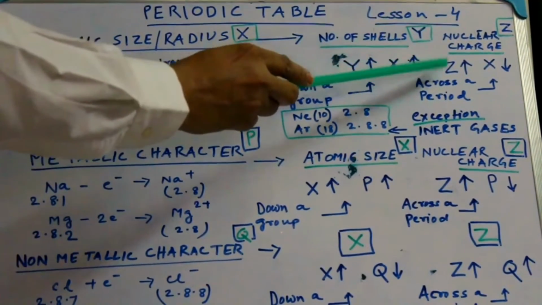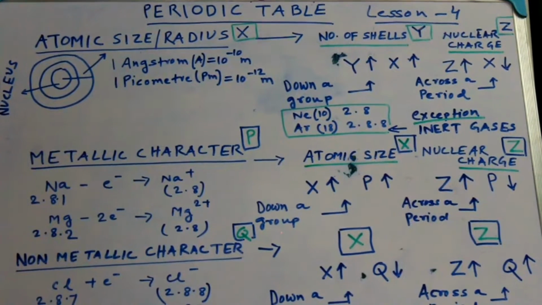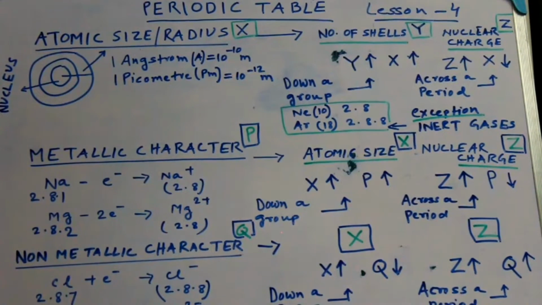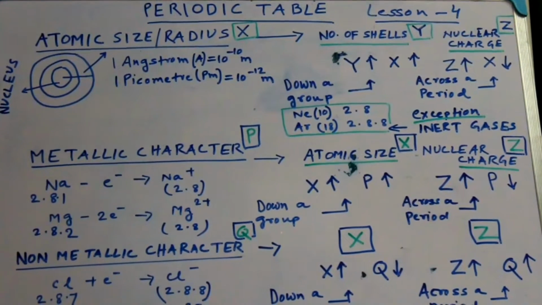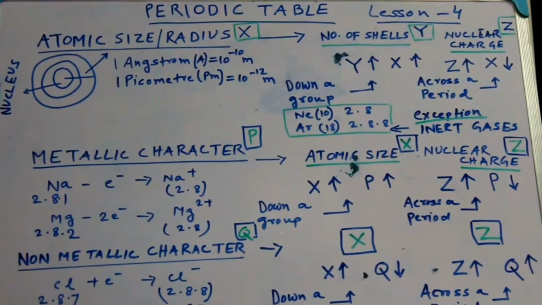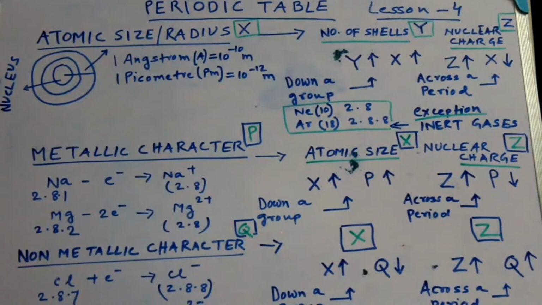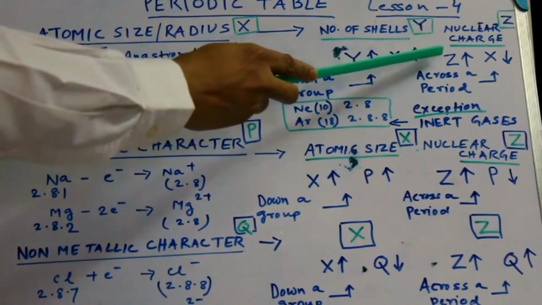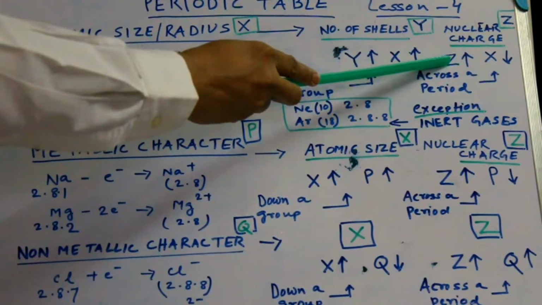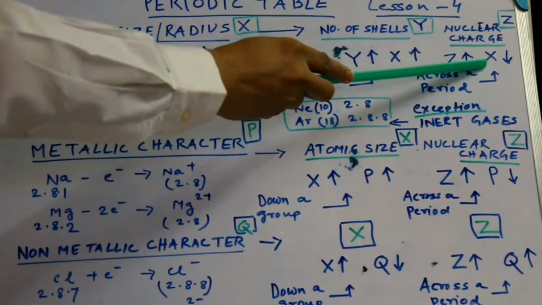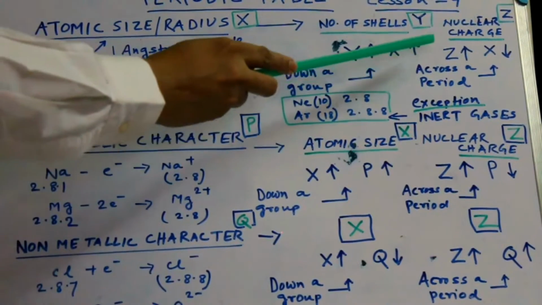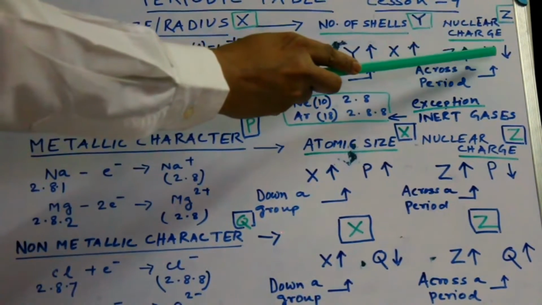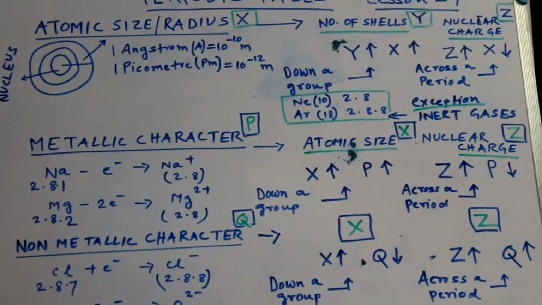Now regarding nuclear charge, which I have determined with the letter Z. If I increase Z, that means the nuclear charge increases. What is basically nuclear charge? Nuclear charge is the number of protons within the nucleus, which is equal to the number of electrons outside the nucleus. So more protons means more nuclear charge, fewer protons means less nuclear charge. If Z is more, that means nuclear charge increases. What will happen? X, that means atomic radius, will decrease. So across the period this is happening: if nuclear charge is increasing, then the atomic size or atomic radius is decreasing.